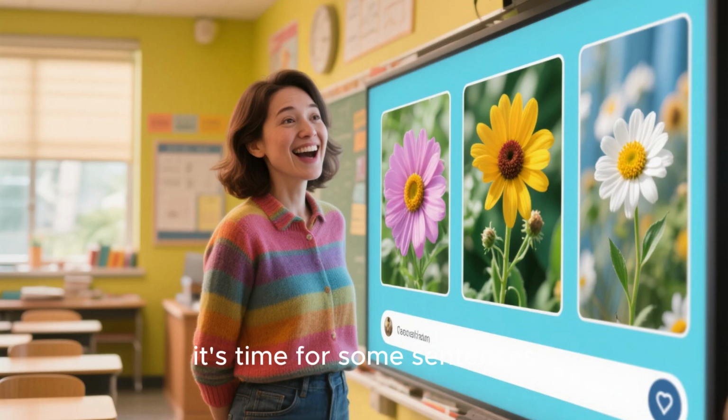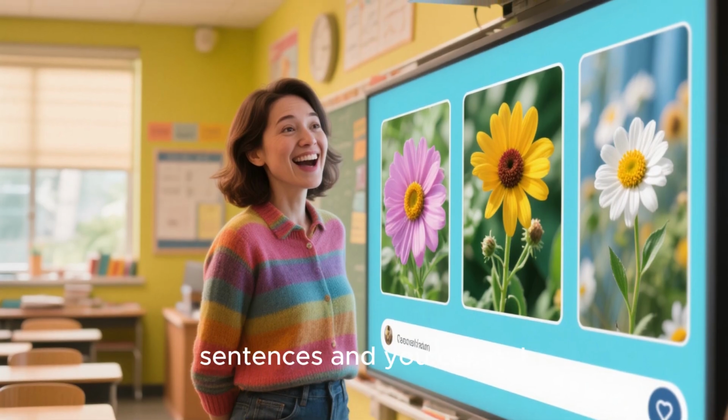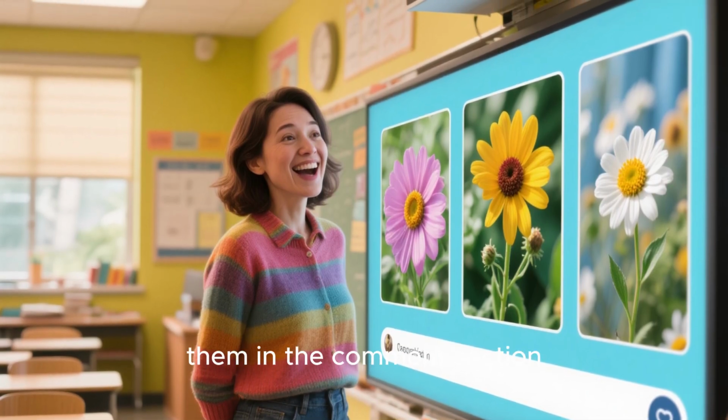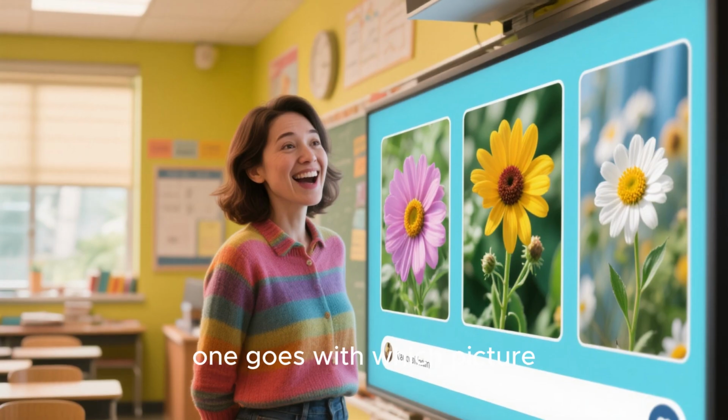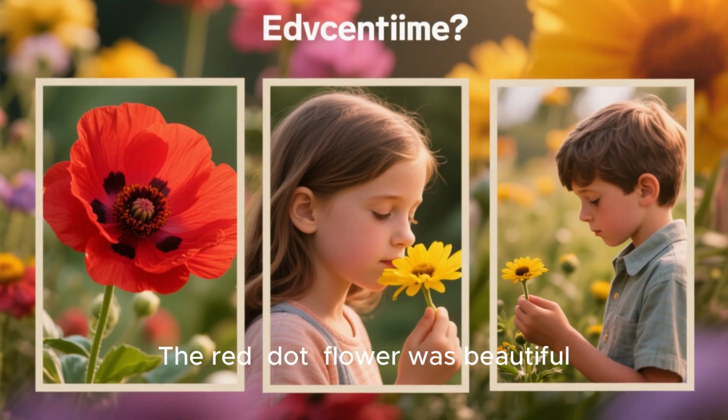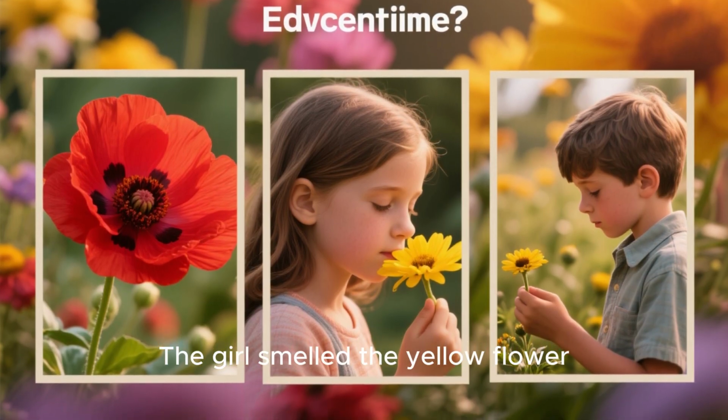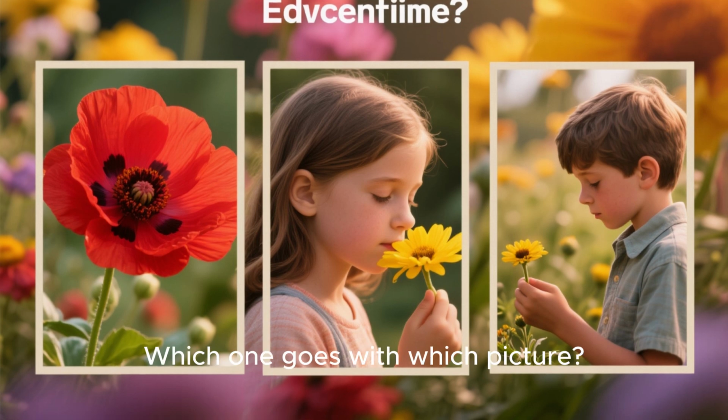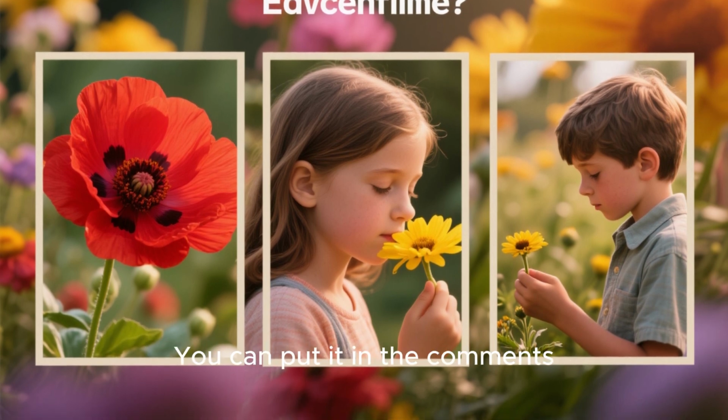Alright, it's time for some sentences. I'm going to read these sentences, and you can put them in the comments section below which one goes with which picture. Ready? The red flower was beautiful. The girl smelled the yellow flower. The boy picked a flower for his mum. Which one goes with which picture? You can put it in the comments.